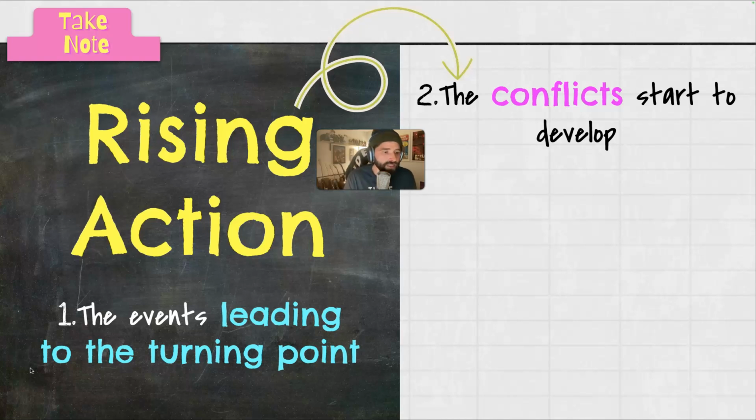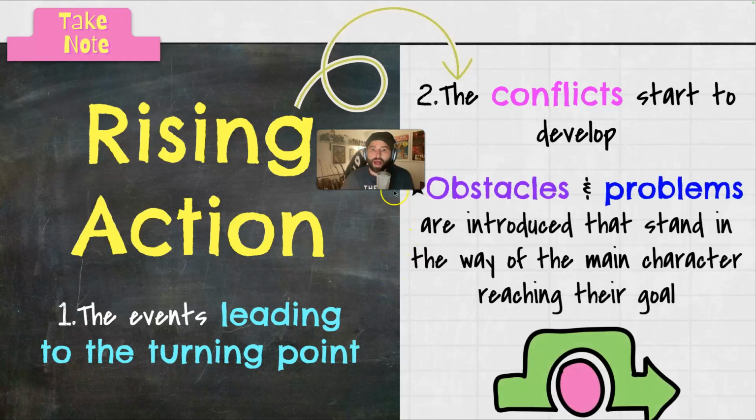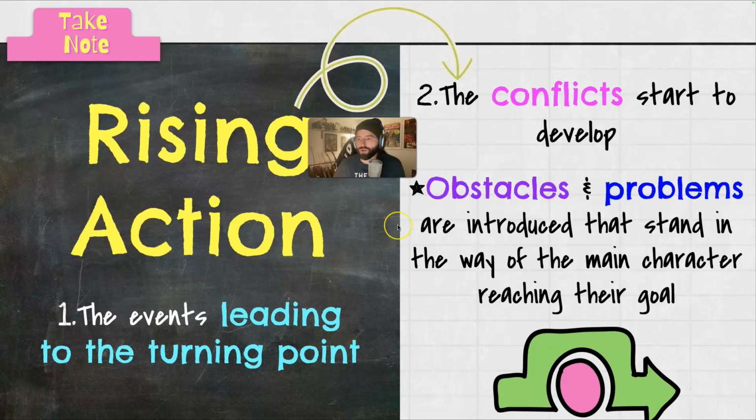So anyways, rising action: the events leading to the turning point, where the conflicts start to develop, and obstacles and problems are introduced that stand in the way of the main character reaching the goal. This is one of the hardest things for people to get right. You get the conflict introduced, all right? So, for example, going back to the kidnapping thing earlier, someone that you're really close to was kidnapped.